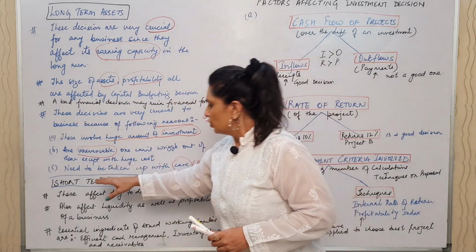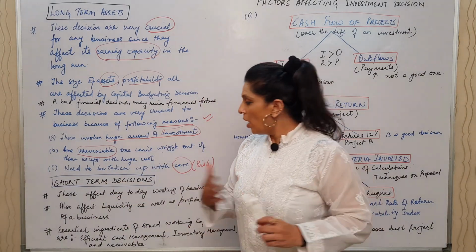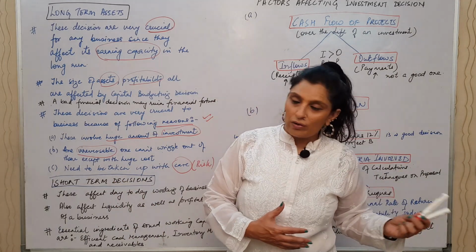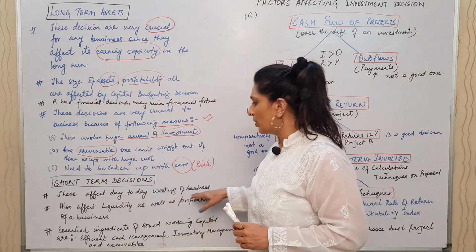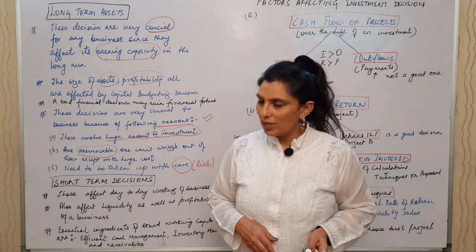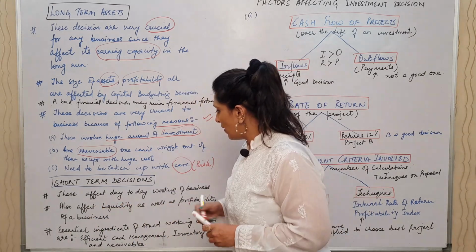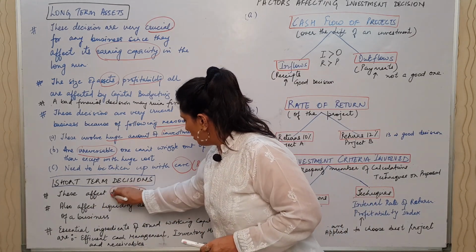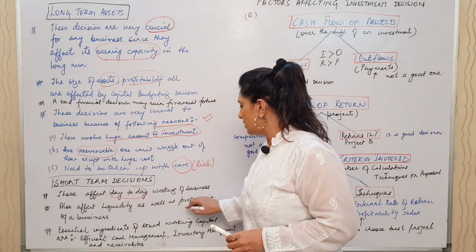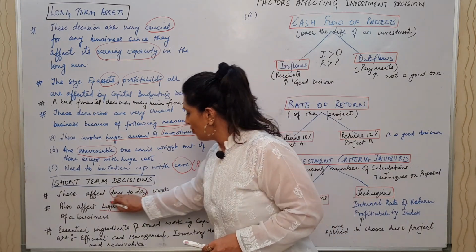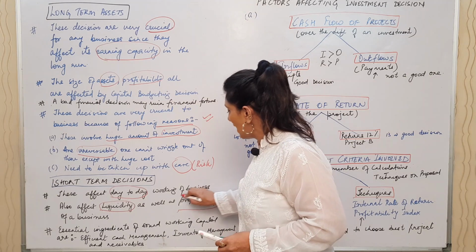Now, whereas the short-term decision, what are the things apart from what we have already discussed? These affect day-to-day working of the business. We are talking about working capital decision. They also affect the liquidity as well as the profitability. Of course, yes, liquidity and profitability. How?